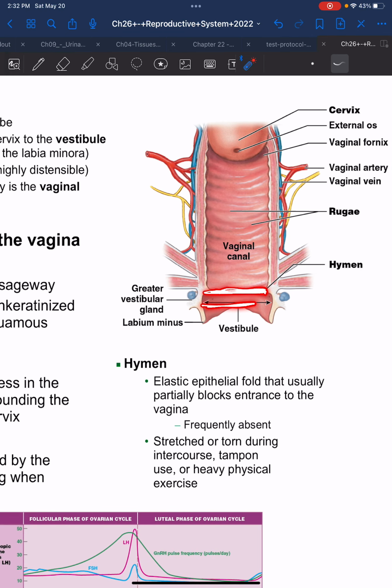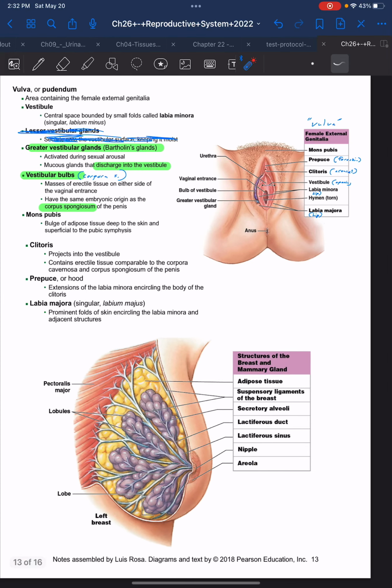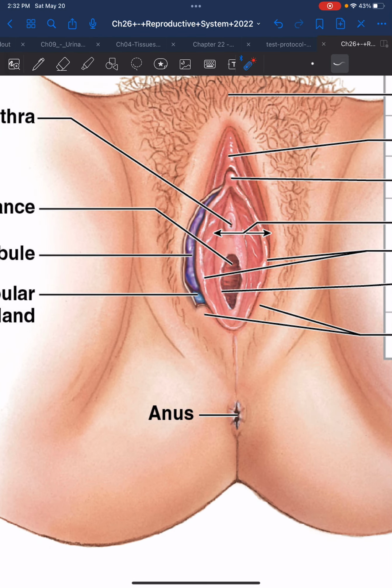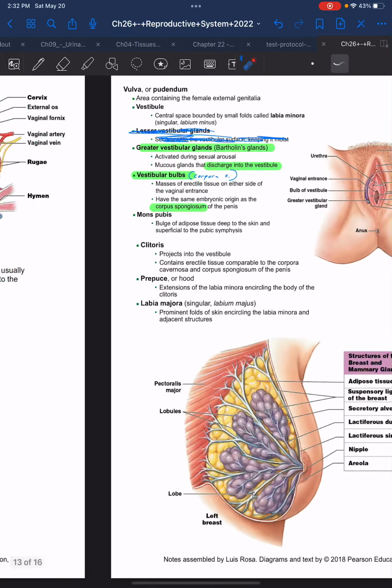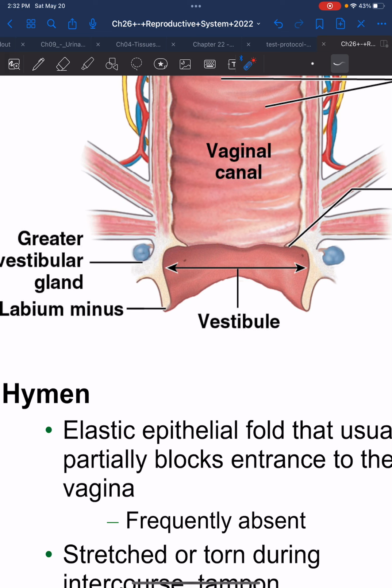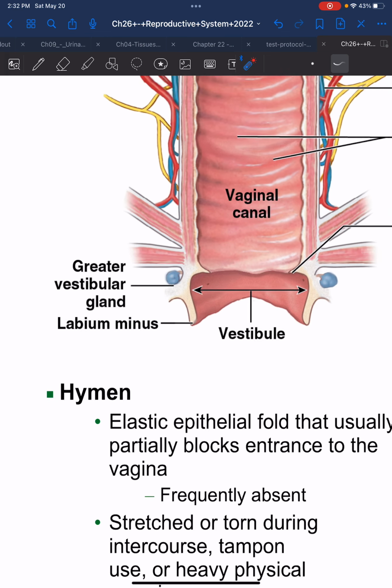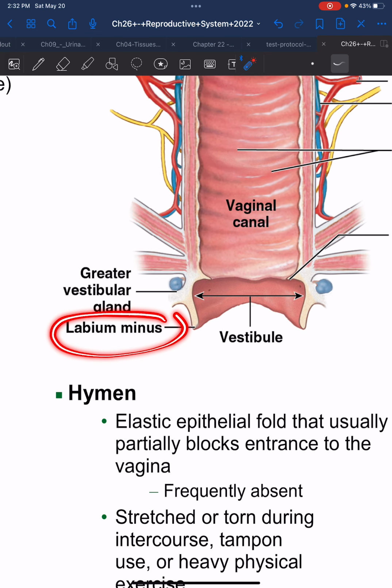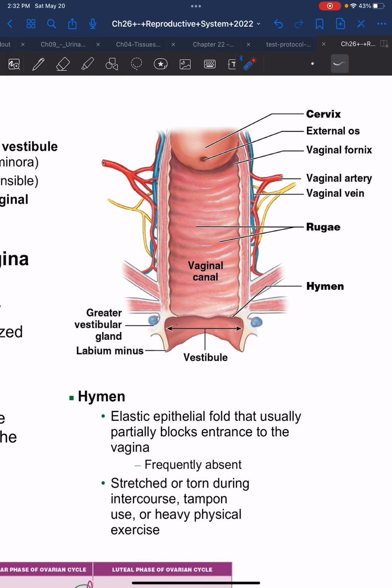This is the vestibule. Recall that when we went over the vulva, vestibule meant the entryway, the pathway, or the opening of the entire vulva leading into the vagina. And so that's the same vestibule that we're seeing here. We're seeing the labia minora, the smaller lip. And with that, we're also seeing those same glands, the greater vestibular glands that were responsible for providing moisture.